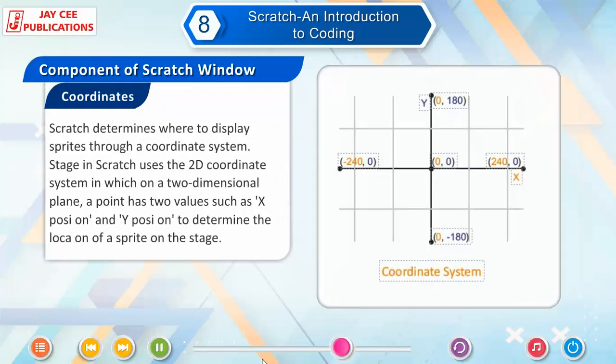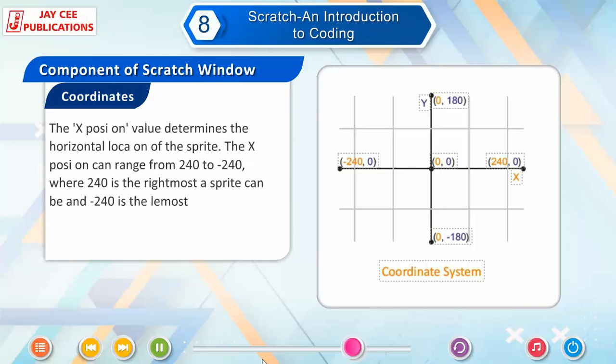Coordinates. Scratch determines where to display sprites through a coordinate system. Stage in Scratch uses the 2D coordinate system in which on a two-dimensional plane, a point has two values such as X position and Y position to determine the location of a sprite on the stage.